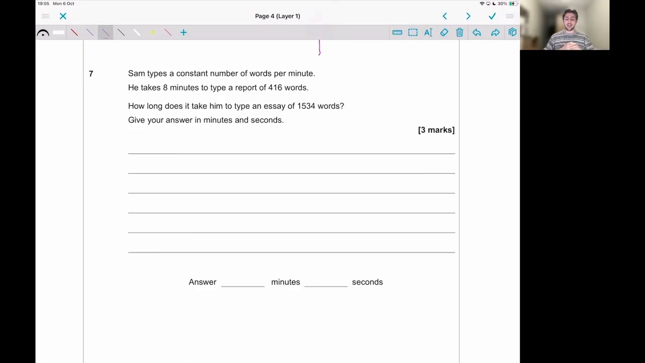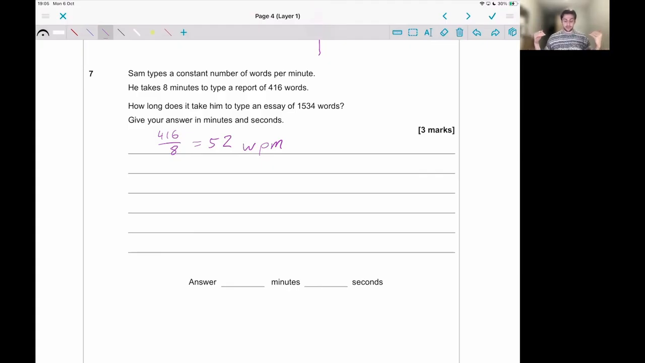Second sentence, he takes 8 minutes to type a report of 416 words. Well, we can work out his total number of words per minute from that. So if it's 8 minutes for 416 words, then 416 divided by 8 will give us his words per minute. And I'm going to use my calculator. I'm going to do 416 divided by 8, and I get 52. So he does 52 words per minute. I'm going to use WPM for words per minute. Okay, so that's the second sentence.